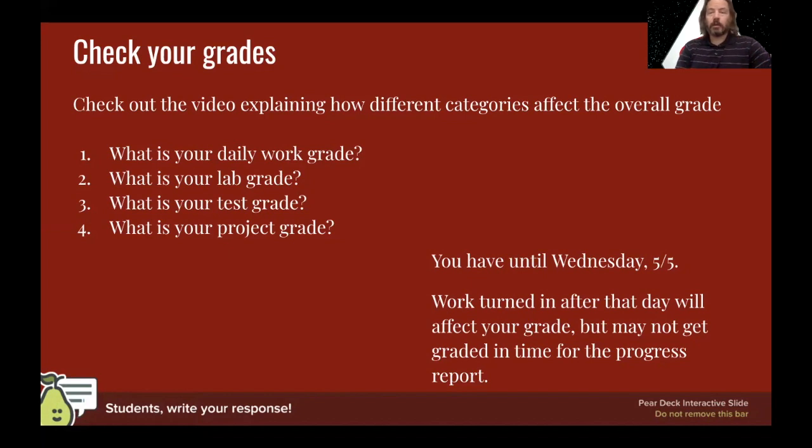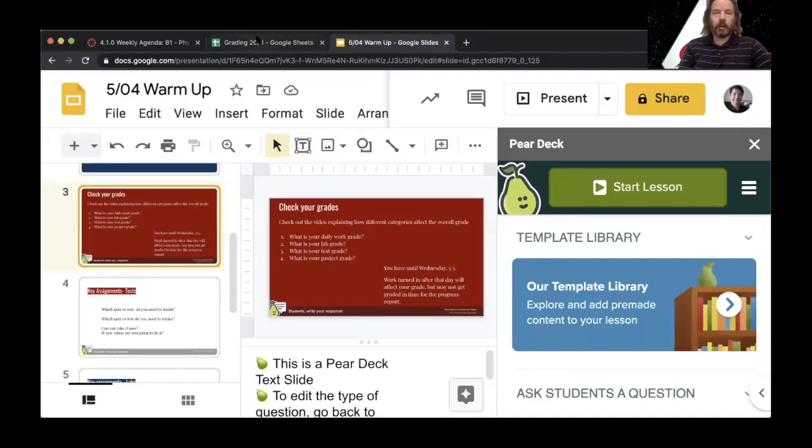Okay. So real quickly, I'm going to recap how our grades are working right now. And then I want you to go back to the grade book in Canvas and record what is your daily work grade, what is your lab grade, what is your test grade, what is your project grade. You should be able to see those in Canvas. So let's jump over to this other document real quick and let's talk about grades.